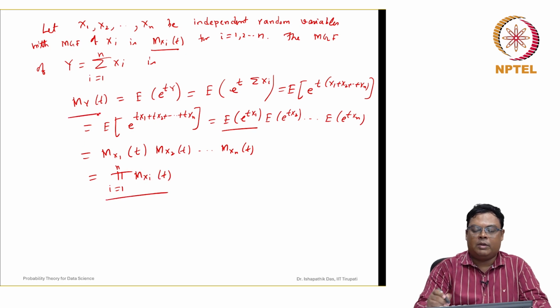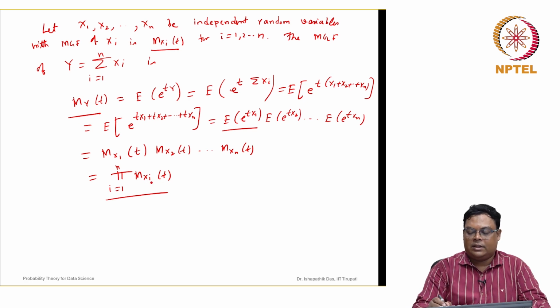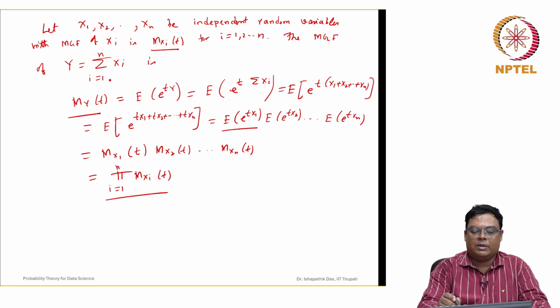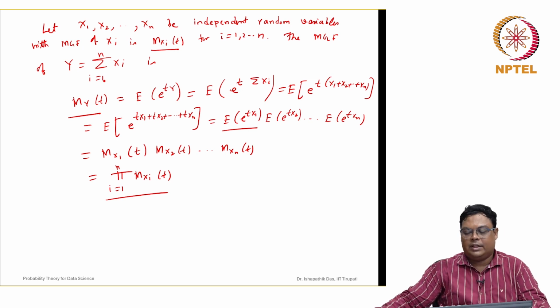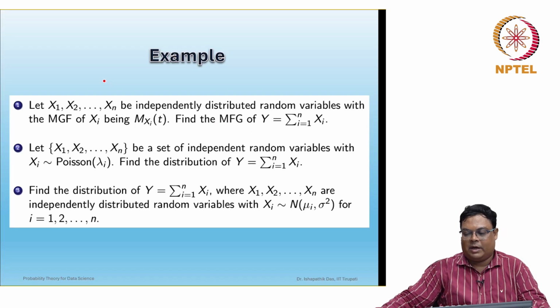So if you know the moment generating function M_xi(t) of the independent random variables, then you just multiply those moment generating functions to find the moment generating function of the sum of these random variables. This is one property of the moment generating functions. So hopefully you have understood it. Next we will discuss this example.